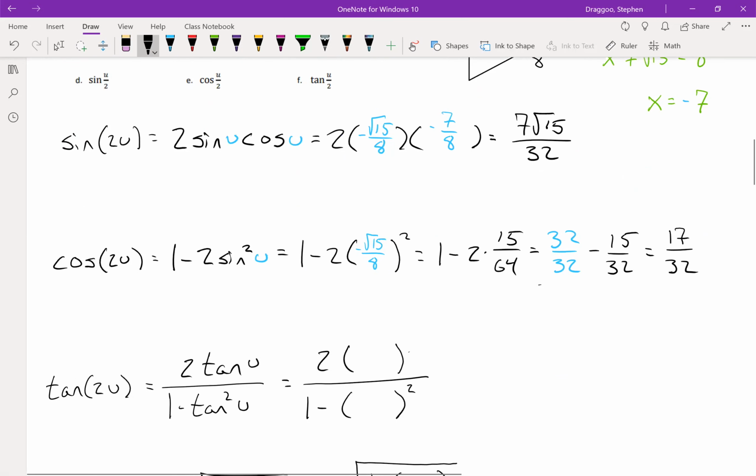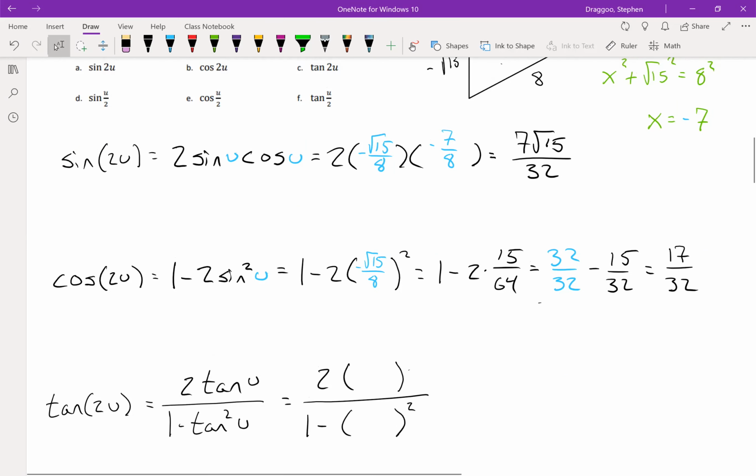All right, down to the tangent of 2u, which from our formula sheet we have is 2 times the tangent of u over 1 minus tangent squared of u. And that tangent value, which is opposite over adjacent, comes out to the square root of 15 divided by 7. So we'll drop that into both of these two places, meaning that we have 2 root 15 over 7 divided by 1 minus 15 over 49.